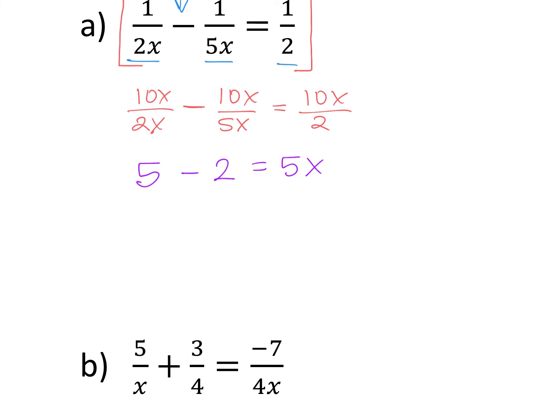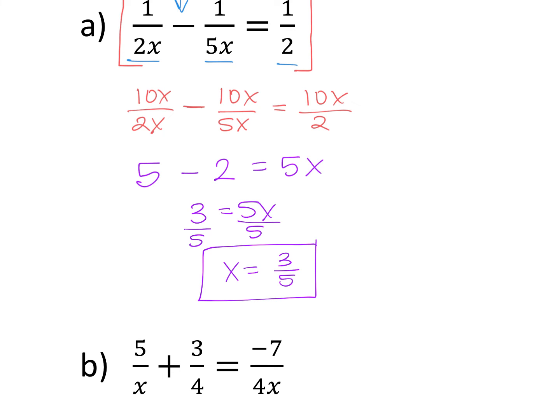5 minus 2 is 3 equals 5x. So we just have to divide by 5, and you get x equals 3/5, or if you want to call that 0.6, that's fine too. And that's your answer. And again, you could plug it back in to check. It's going to be a little bit ugly trying to plug all that into your calculator, but you can. It will work.